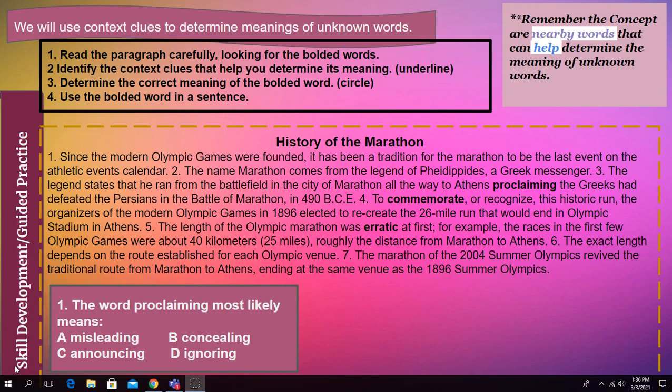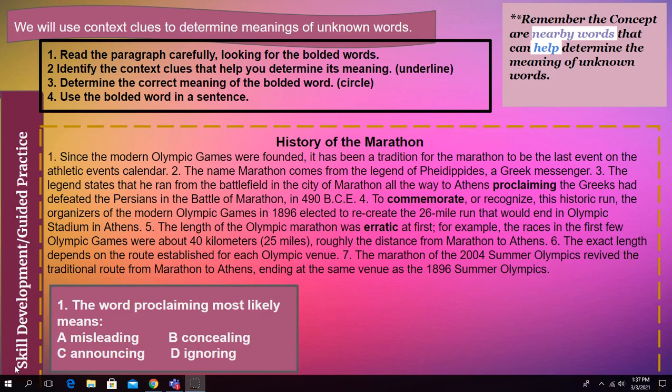The legend states that he ran from the battlefield in the city of Marathon all the way to Athens, proclaiming the Greeks had defeated the Persians in the Battle of Marathon in 490 BCE. To commemorate or recognize this historic run, the organizers of the modern Olympic Games in 1896 elected to recreate the 26-mile run that would end in Olympic Stadium in Athens.